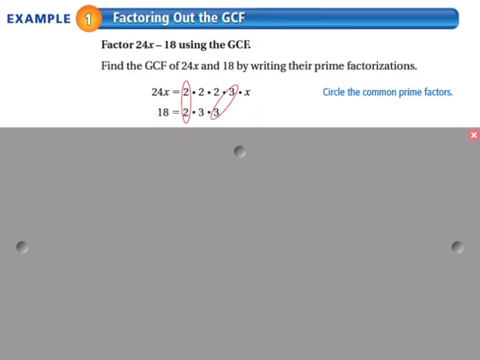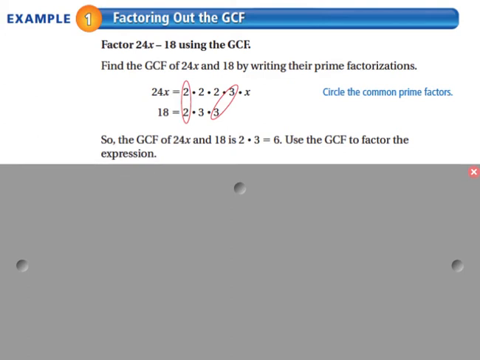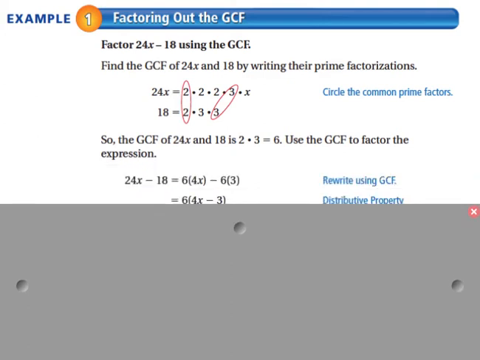So let's factor 24x minus 18 using the GCF. First, let's factor them. 24x is 2 times 2 times 2 times 3 times x, and 18 is 2 times 3 times 3. They have a 2 and a 3 in common. 2 times 3 is 6. So we are going to factor out a 6.